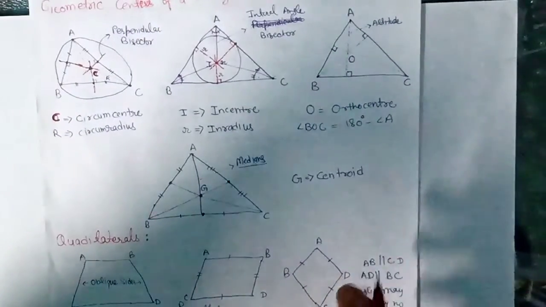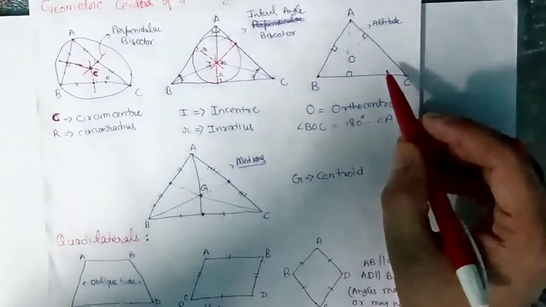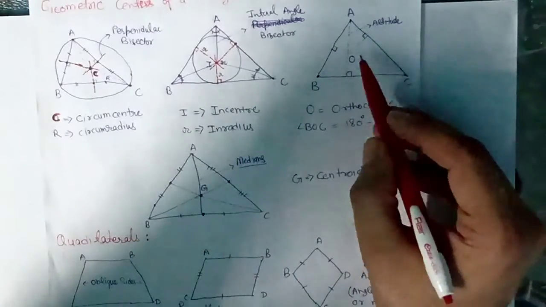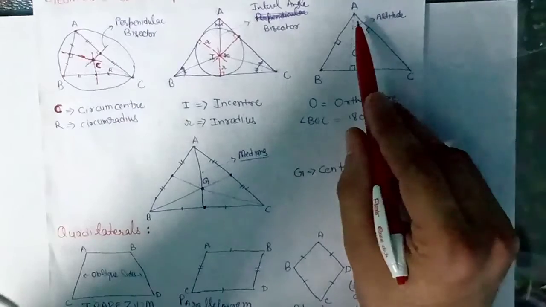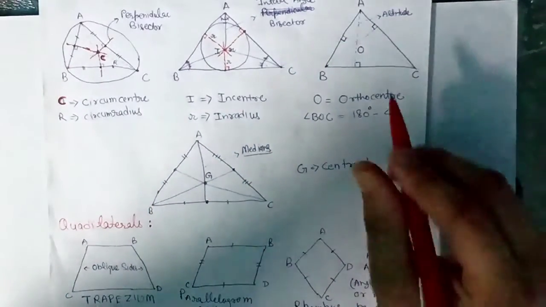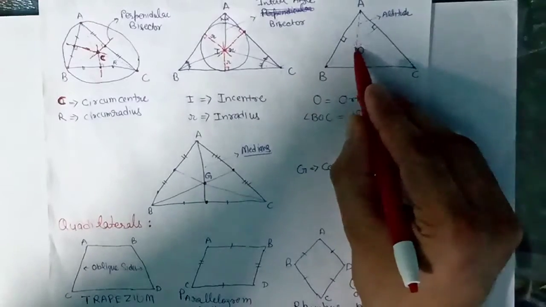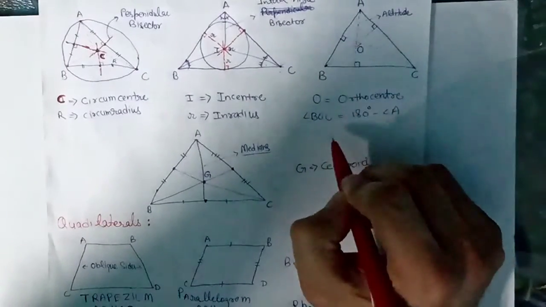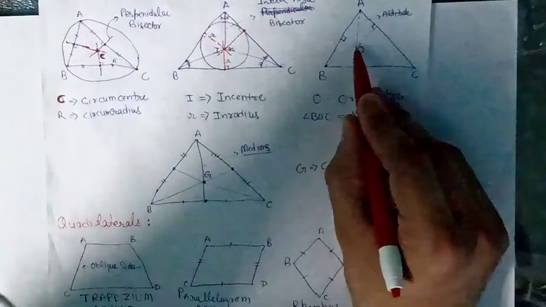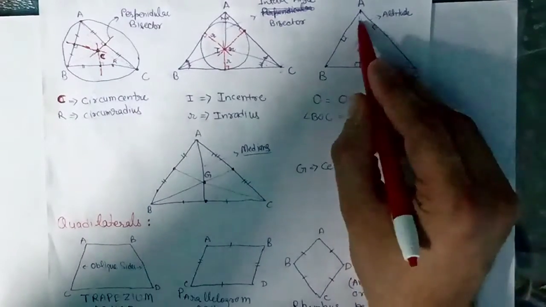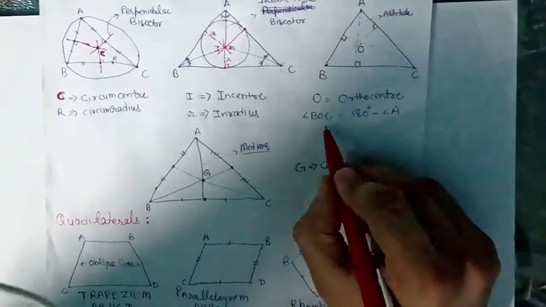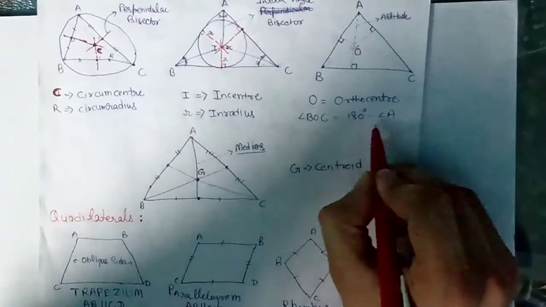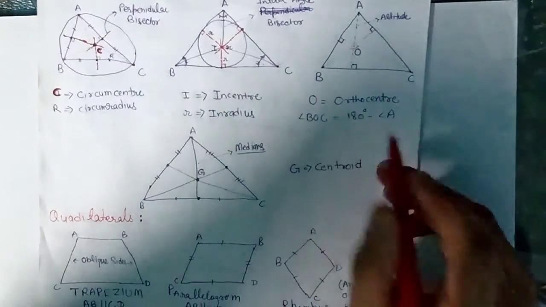Then we have another center, where we have altitudes. When the altitudes are drawn in the triangle, they meet at a point. This point is known as the orthocenter. And this angle BOC will be equal to 180 minus angle A. Simple. Direct questions are asked on this equation. You have to remember this, and you can solve the question.